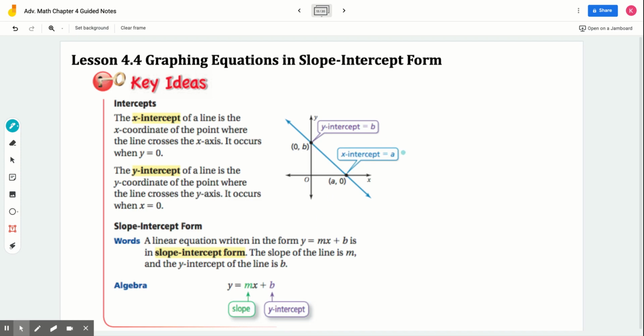So here you can see the x-intercept is where the line crosses the x-axis, and the y-intercept is where the line crosses the y-axis. Slope-intercept form is when a linear equation is written in the form y equals mx plus b. The slope of the line is m, and the y-intercept of the line is b. So here we can use this format to identify the slope and the y-intercept.